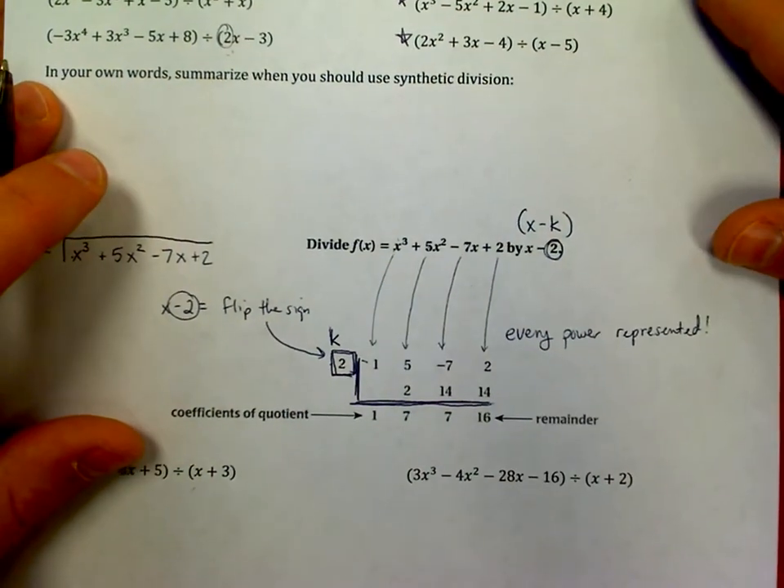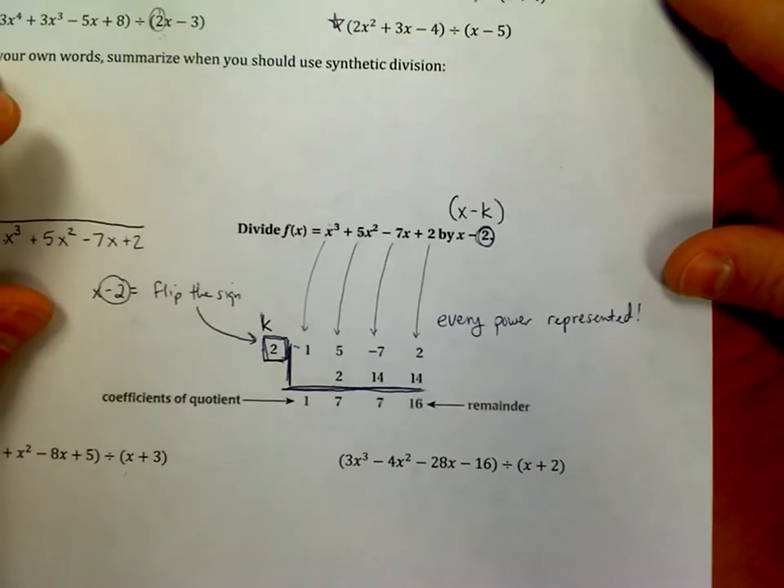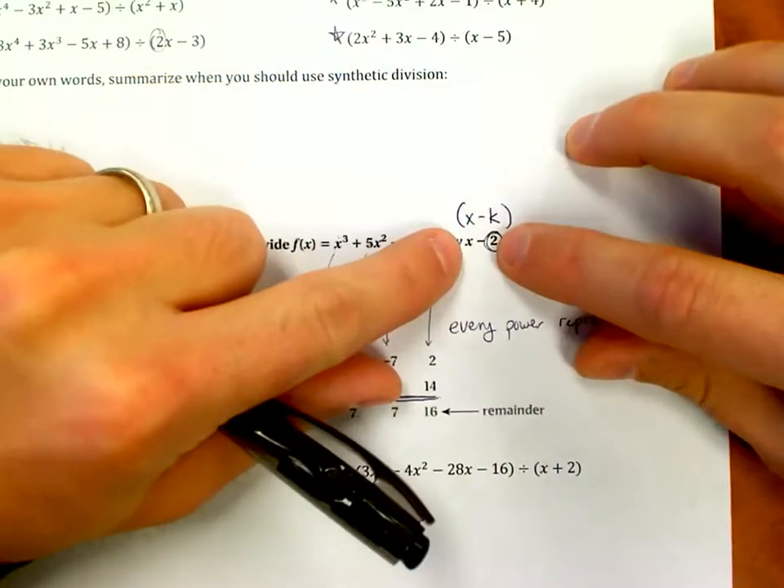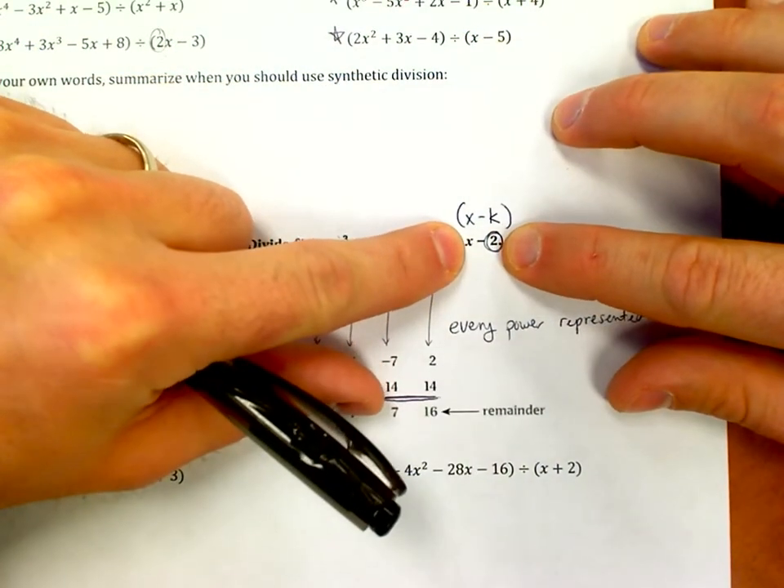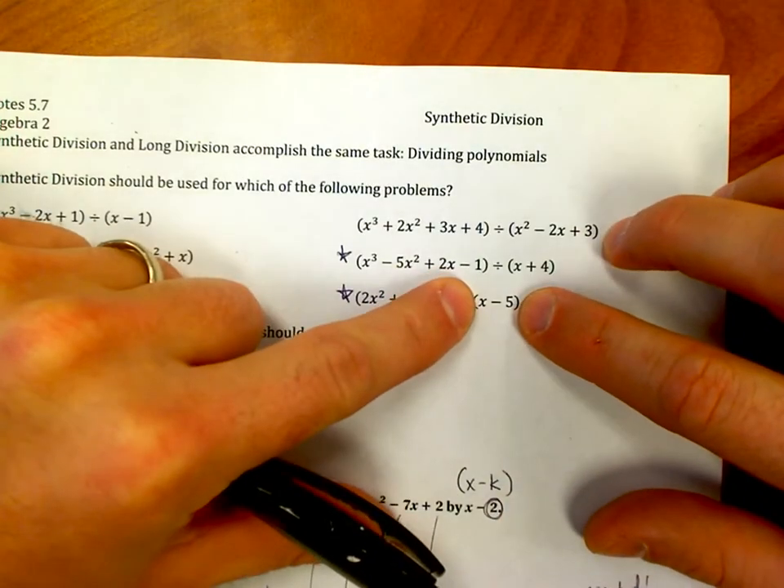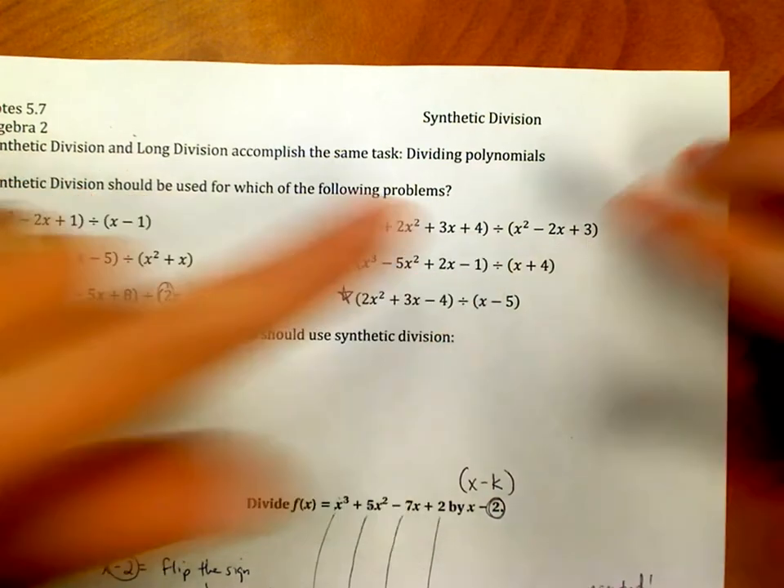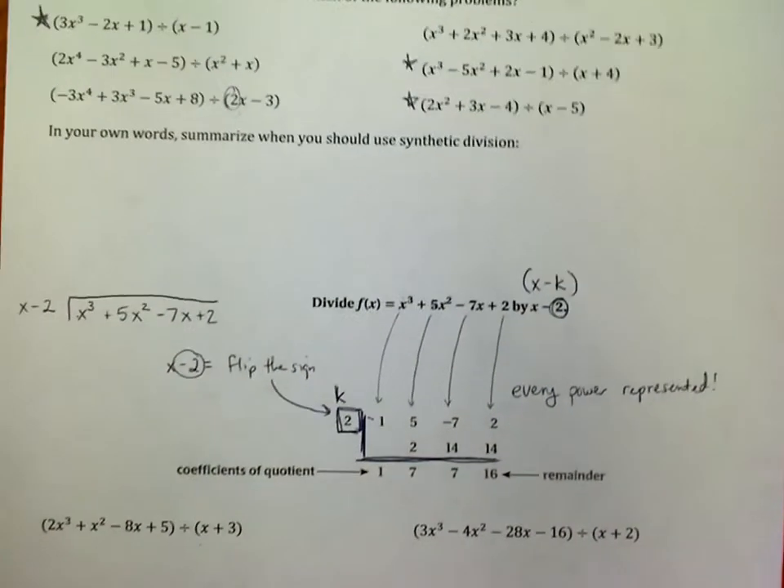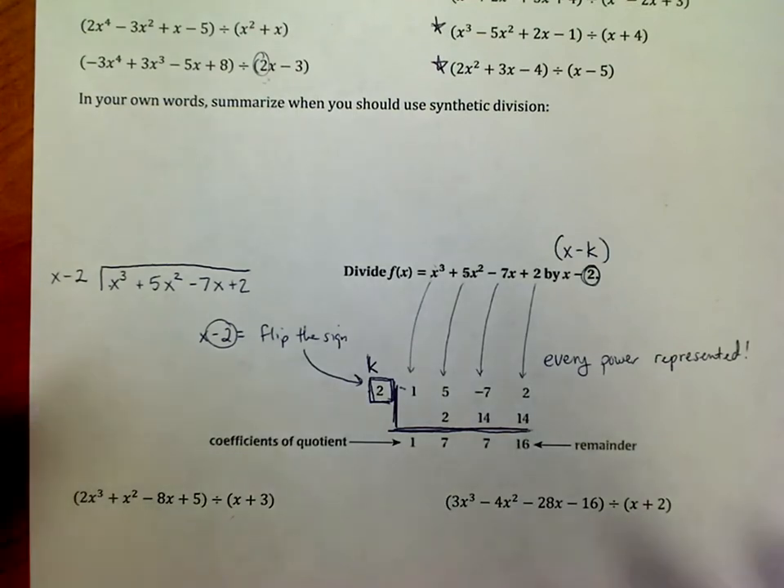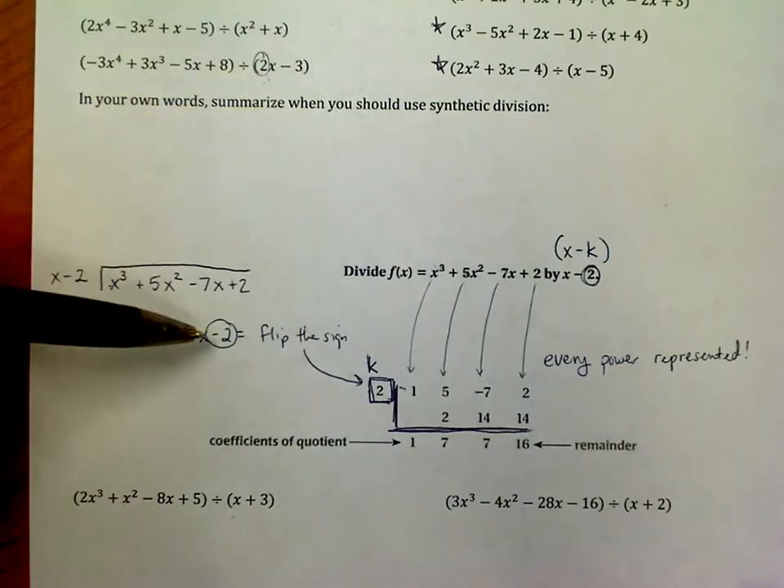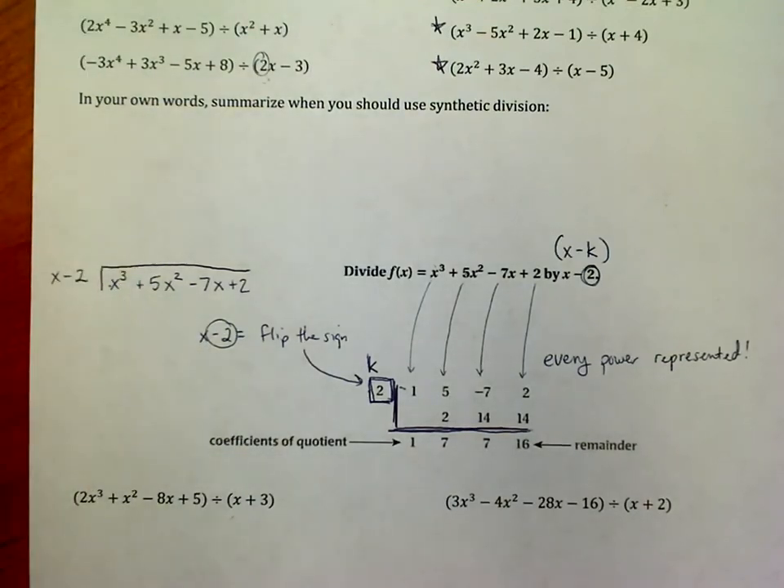Or another way I like to think about it is, what value would you have to put in to make this little chunk of information a 0? X minus 2, I'd have to put in a positive 2 for x to get 2 minus 2. Here I'd have to put in a positive 5 to get 5 minus 5. Here I'd put in a negative 4 to get negative 4 plus 4. So a lot of different ways to think about it. Really, you just need to find one that works for you. If we're only doing x plus or minus a number, the flip the sign thing works pretty slick.